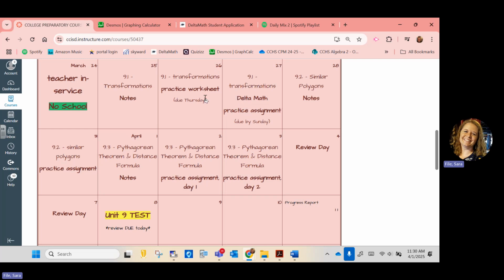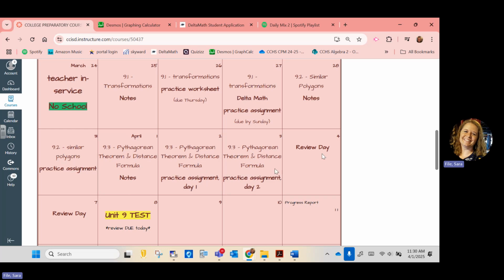Okay, so we're going to have a worksheet practice and a Delta Math practice, just like we did for 9.1. If you finish these and have time to spare, then you should be working on missing work. A lot of y'all are missing the 9.1 worksheet from last week. And then we've had 2 Delta Maths, 9.1 and 9.2. Okay, so just a heads up, that's the plan for this week.